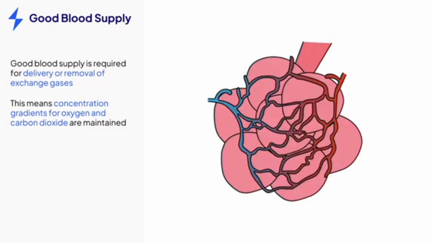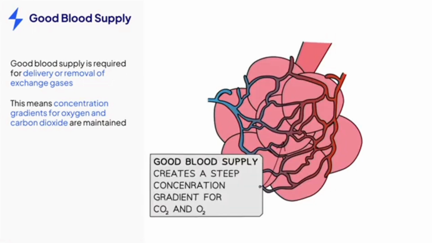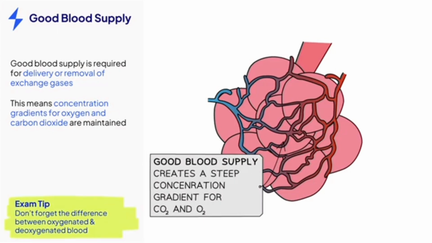Along with good ventilation, we also need a good blood supply. This is to ensure that blood keeps moving and therefore takes away or delivers the gases required. Again, this helps maintain the concentration gradients of oxygen and carbon dioxide. You can see in the image that the alveoli are covered in a network of capillaries to ensure that there is a really good blood supply to each alveolus, creating a steep concentration gradient. It is worth remembering that deoxygenated blood is brought to the lungs with a high concentration of carbon dioxide, and oxygenated blood is taken from the lungs with a high concentration of oxygen.